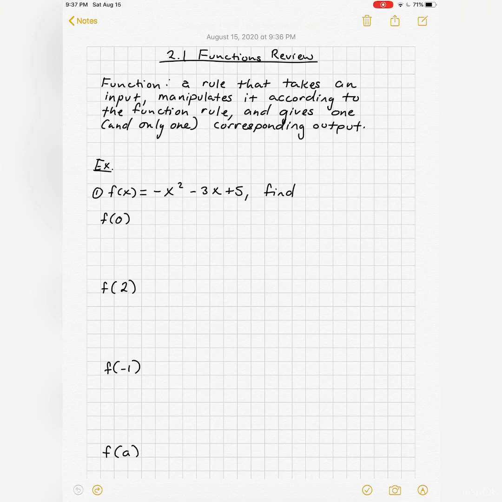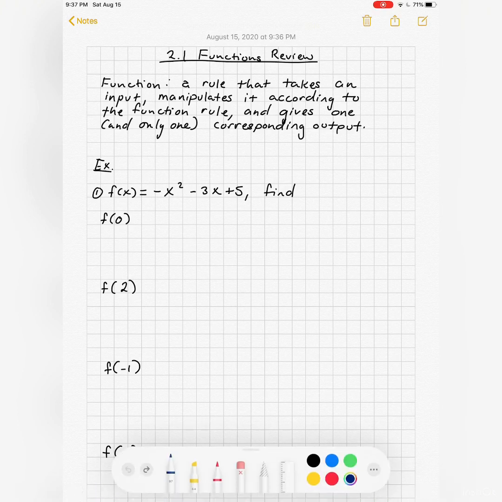And how about a little review on functions? We're going to be working with a lot of functions as we continue through the course. So, what is a function? Well, it's just a rule that takes an input, does something to it. So it manipulates that input according to whatever that particular function rule is. And it gives you one and only one output.